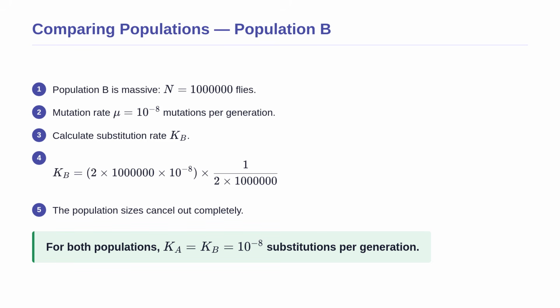The high number of mutations is fighting against a very low probability of success. Just like before, the 1 million terms cancel out completely. The final answer shows that Ka equals Kb, which is 10^-8. Both populations accumulate neutral substitutions at the exact same rate, beautifully illustrating the core principle of the neutral theory in action.